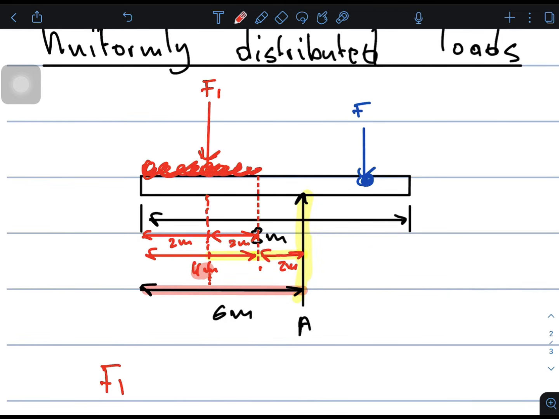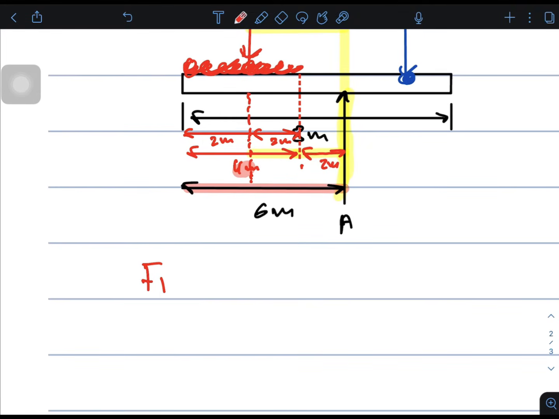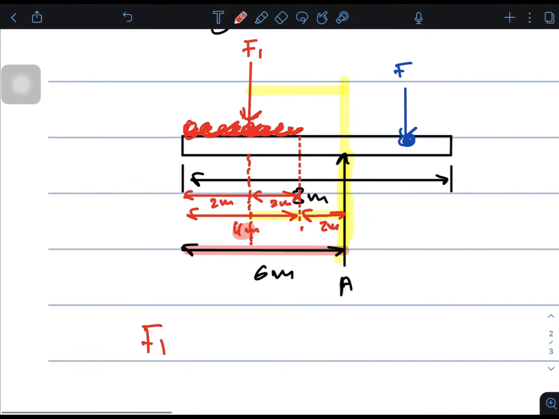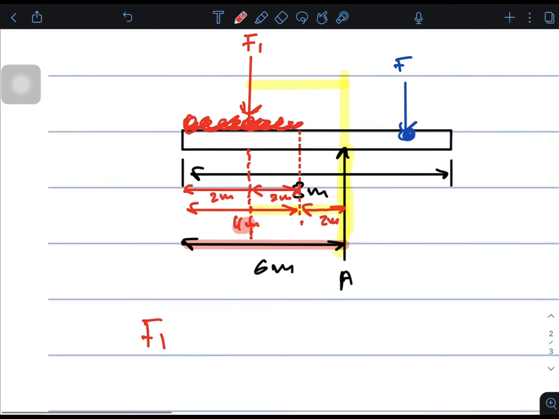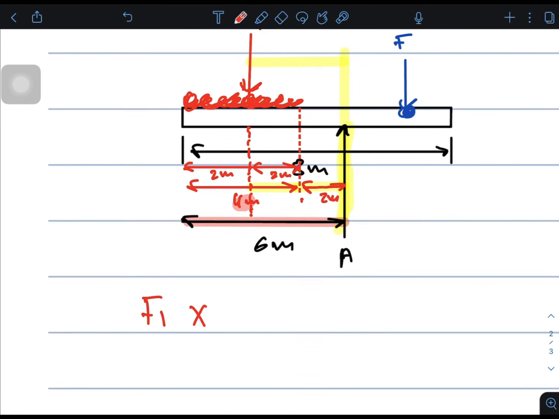2 meters. So the distance from the turning point to the line of action of the uniformly concentrated load is 4 meters. That means when I'm calculating the moment of the uniformly distributed load, it is going to be F1 times 4 meters.